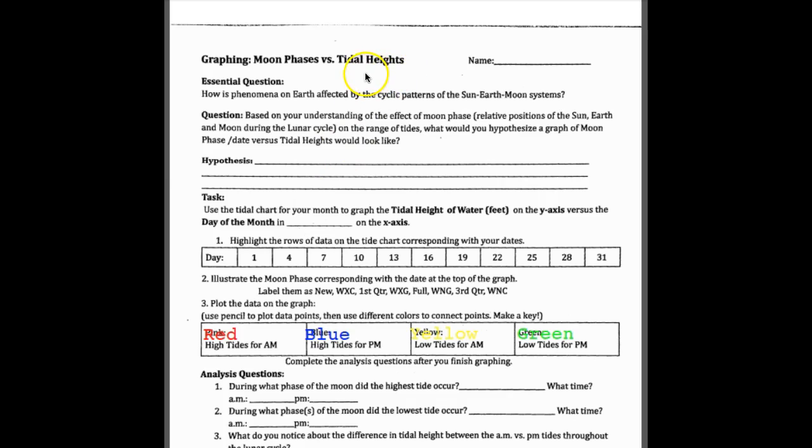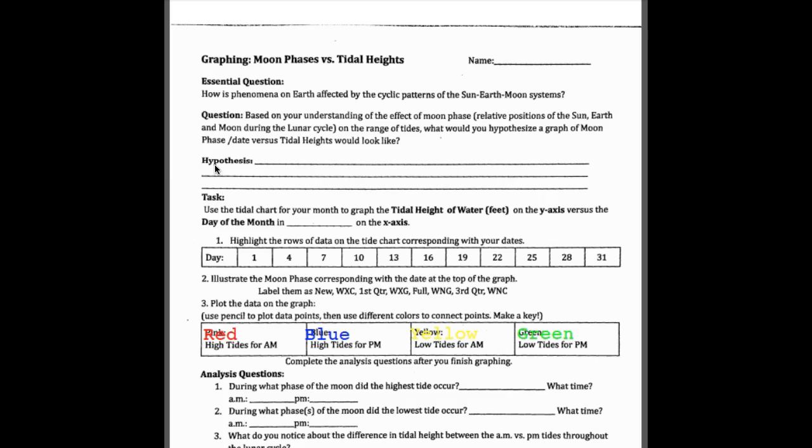The essential question that we'll be asking and answering while we do this activity is, how are phenomena on Earth affected by cyclic patterns of the Sun-Earth-Moon system? The question that we're going to try to answer is based on your understanding of the effects of the moon phases, and the relative positions of the sun, earth, and moon during the lunar cycle, on the range of tides. What would you hypothesize a graph of moon phase/date versus tidal height would look like? I'd like you to come up with a hypothesis in the if-then format.